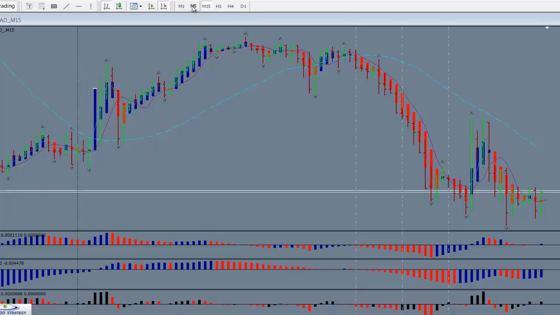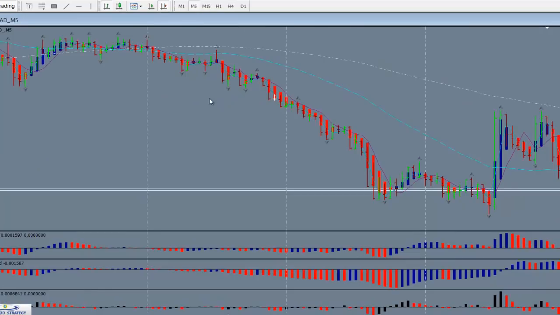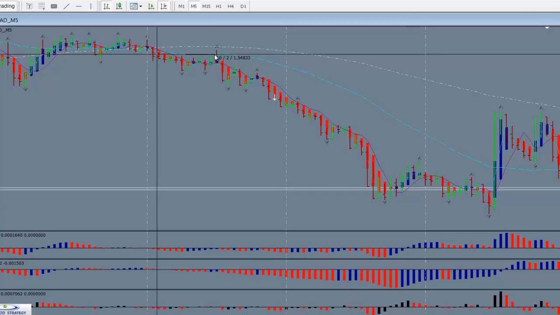Now let's go to the 5 minute. Here's what a 5 minute looked like. So you could have entered over here. It went a little bit in your direction. It didn't really go much against you, or if even at all. And then of course there was like over 100 pip move right there.